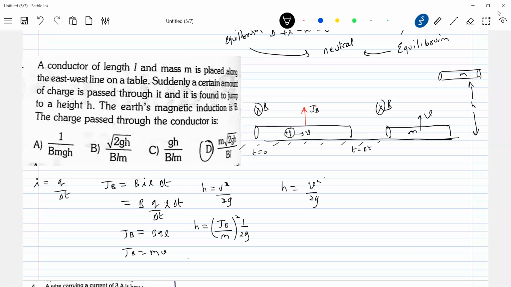So directly, we should bring an expression for Q. How to bring Q? This is from kinematics only. Directly you can write it, no? But he is asking for the charge passed through the conductor. He's asking for the expression for Q. He didn't ask anything else. So we'll do one thing. This Q is what is needed, so let me equate these two here.